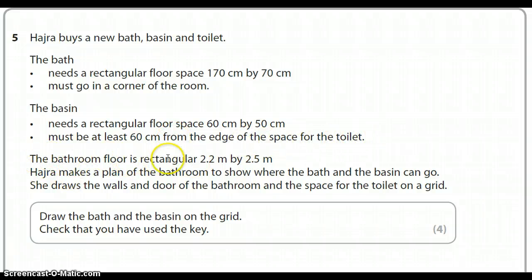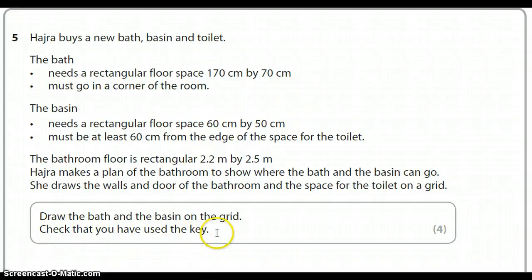The bathroom floor is rectangular, that many m by that many m. Hadra makes a plan of the bathroom to show where the bath and the basin can go. She draws the walls and door of the bathroom and the space for the toilet on a grid. Draw the bath and the basin on the grid.